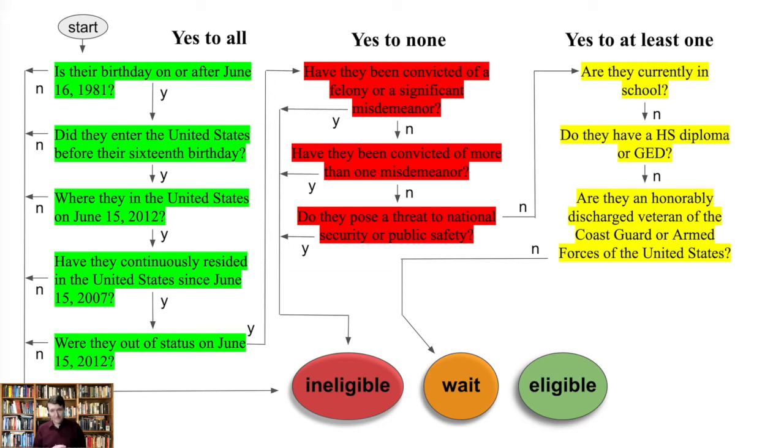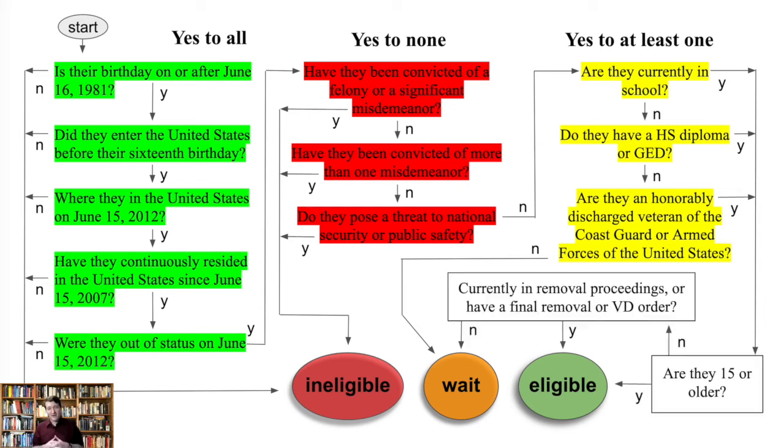If I get the yeses, then I can jump over somewhere. Now, I didn't immediately jump to eligible because if you read the rest of the memo, there is another complicating factor, which I alluded to before: is the individual over 15 years of age? If they are over 15, then they're eligible based upon their answers. If they're not, then it depends on whether or not they're currently in removal proceedings or have an order. If they do, then they're eligible. Otherwise, they're going to wait.